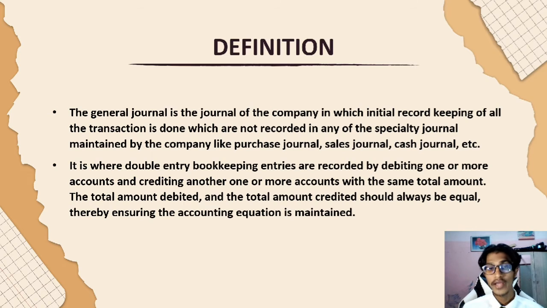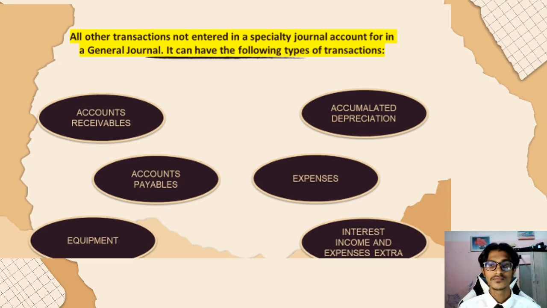It is where double entry bookkeeping entries are recorded by debiting one or more accounts and crediting another one or more accounts with the same total amount. The total amount debited and the total amount credited should always be equal, thereby ensuring the accounting equation is maintained. Next, we move on to the next slide, which is all other transactions not entered in a specialty journal are accounted for in a general journal.